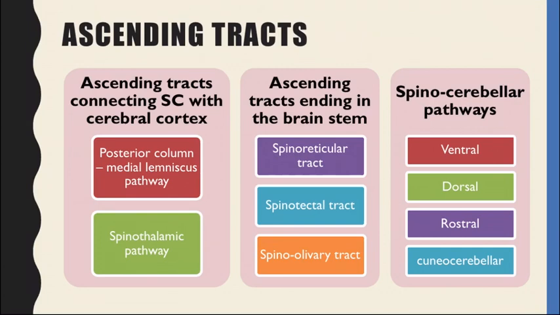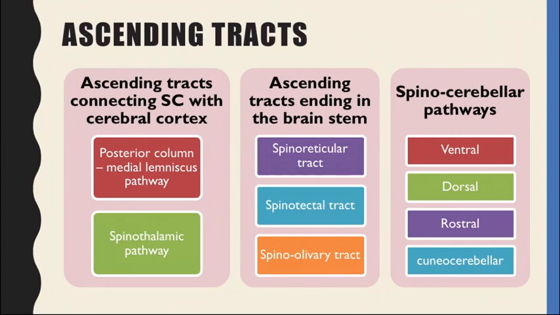They are carrying the sensory information from each and every part of the body, and it is carried via the neurons that start from the spinal cord and end either in the cerebral cortex, or in the brain stem, or in the cerebellum. Major chunk ends in the cerebral cortex. So, based on where they are terminating, these ascending tracts have been subdivided into three types.